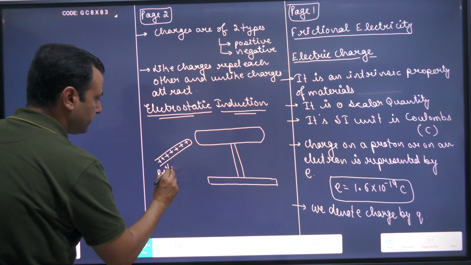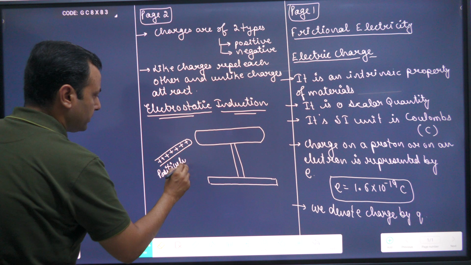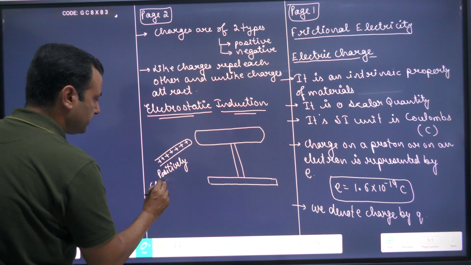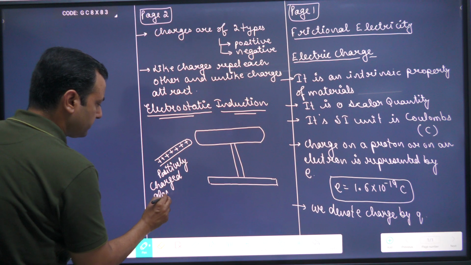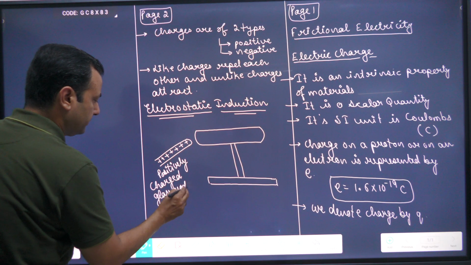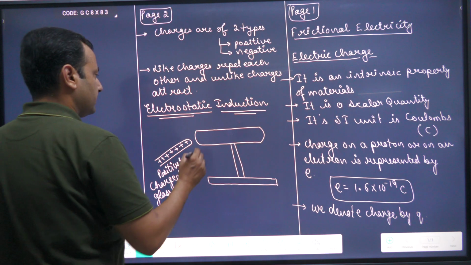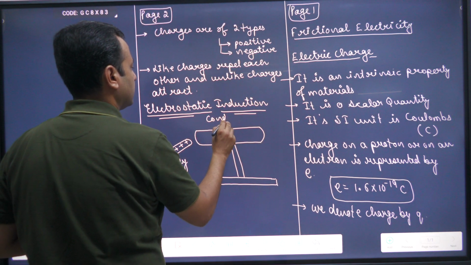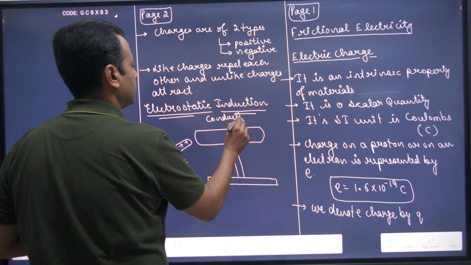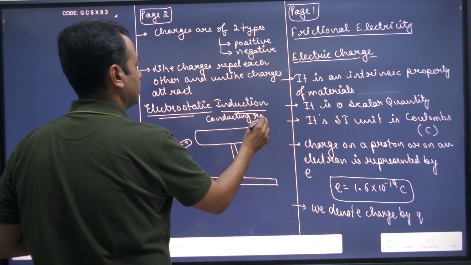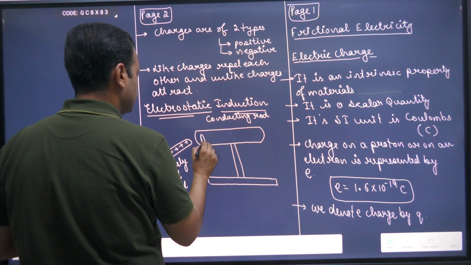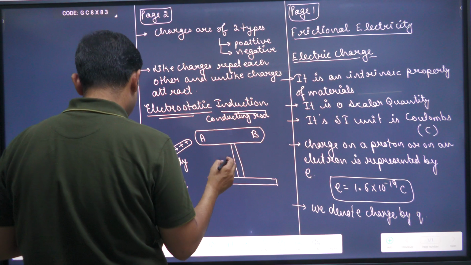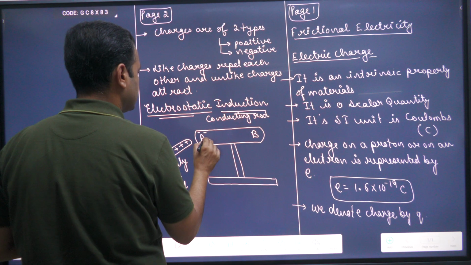Positively charged glass rod. This one is the conducting rod. This end is A. This end is called B. Minus, minus, minus, minus, minus, minus, minus.